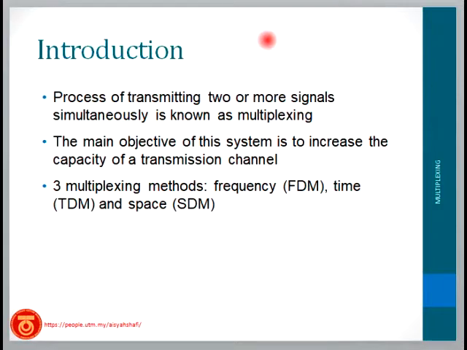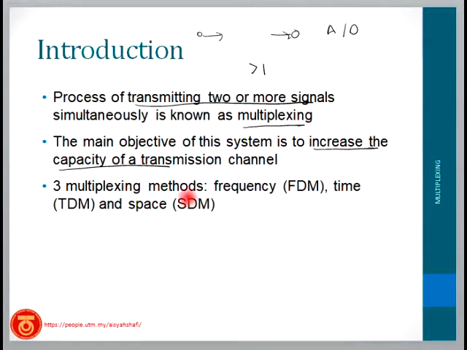Before this, you have learned about how to transmit and receive one signal, either analog or digital. But multiplexing is the process of transmitting two or more signals, that is, more than one signal. The main objective of this system is to increase the capacity of transmission. Before this you only sent one, but with multiplexing you can send more than one, so it increases the capacity.